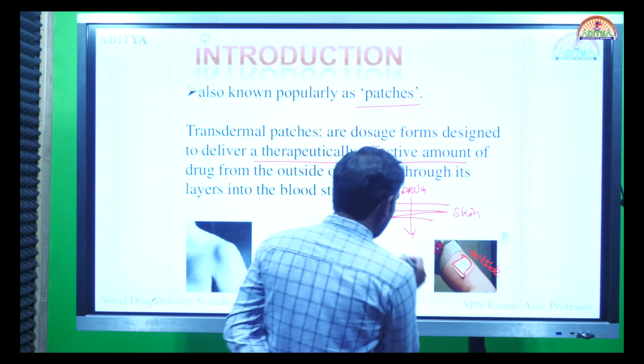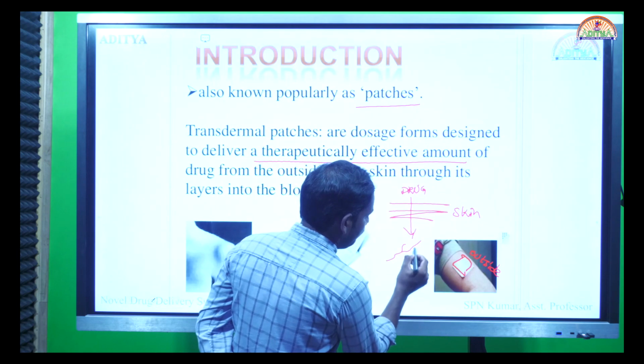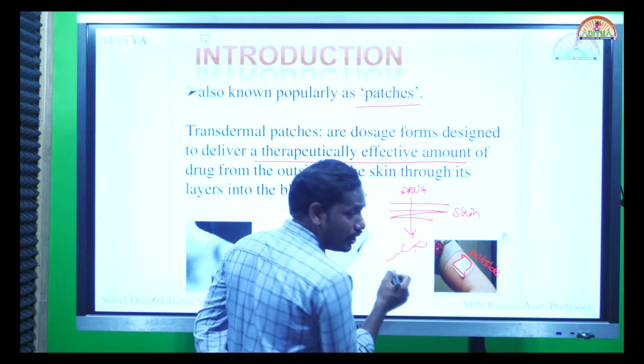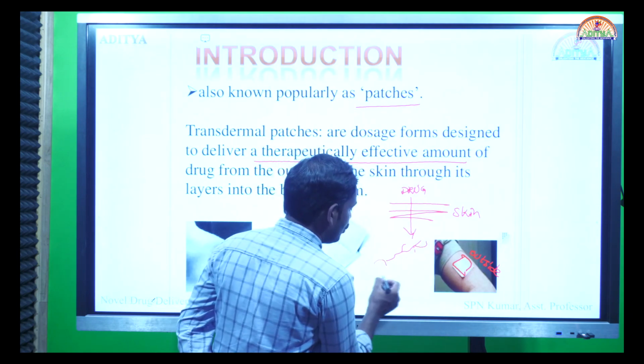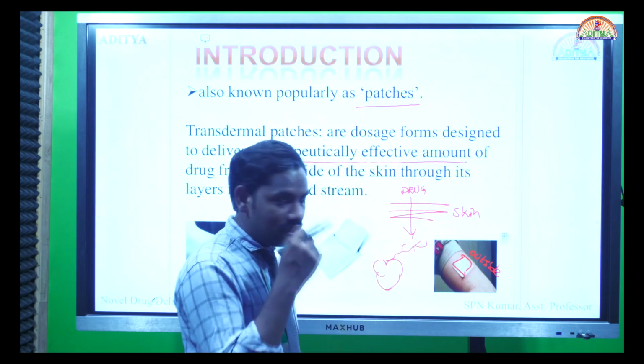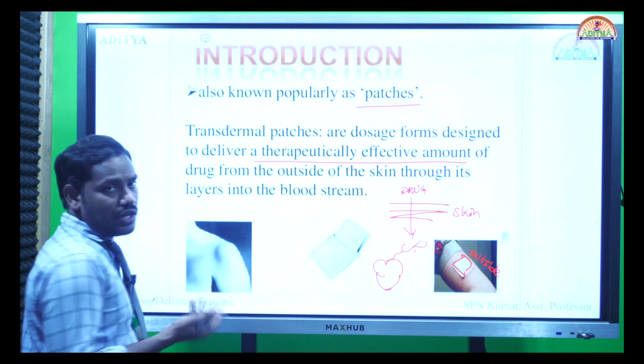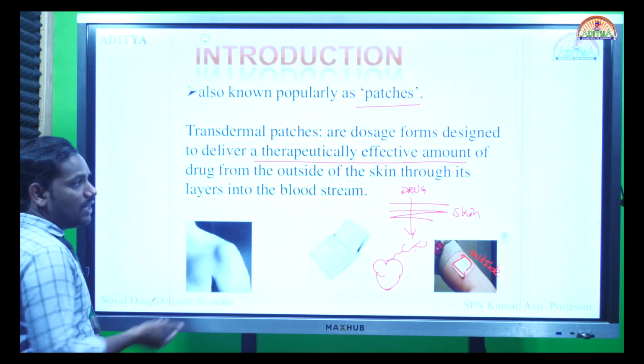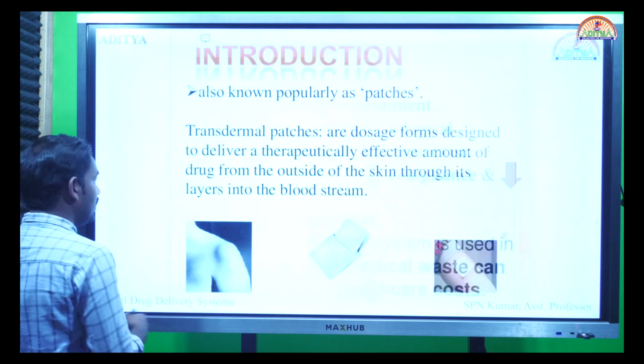from which there are the venous supply blood vessels. These blood vessels are going to carry the drug into the heart. From the heart the drug is distributed all throughout the body. So that is how the TDDS system is working, and that becomes its definition. So let us see the next slide.